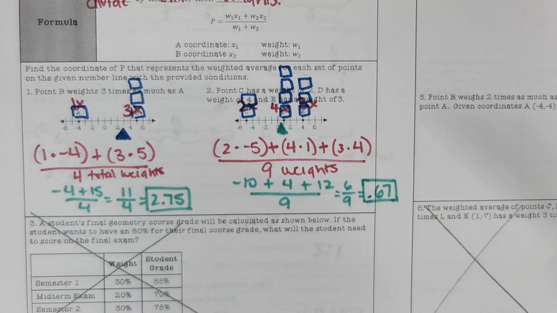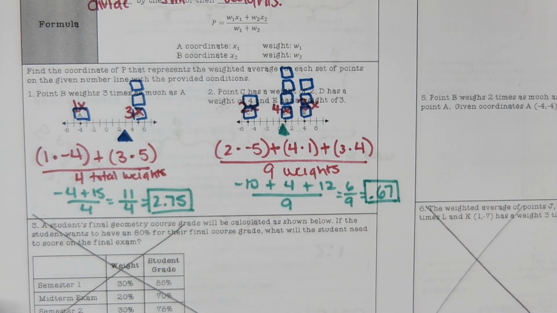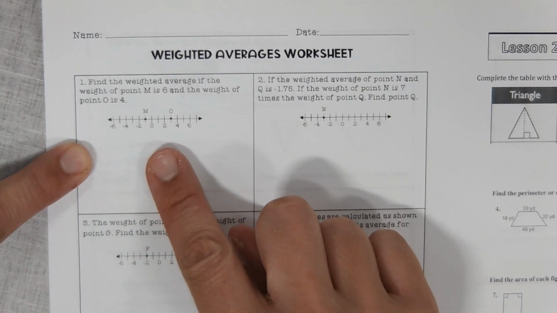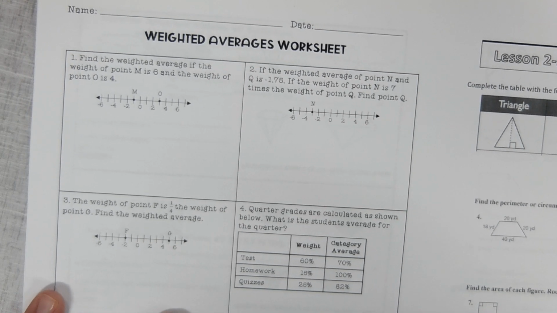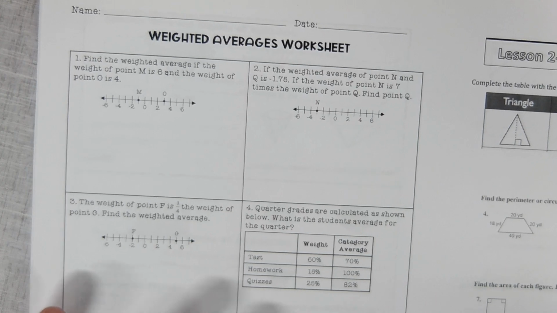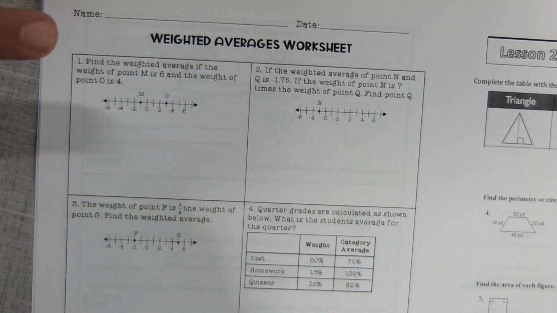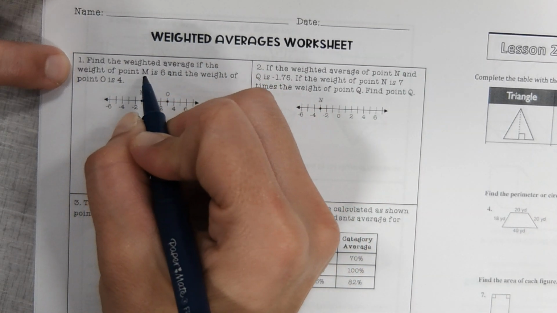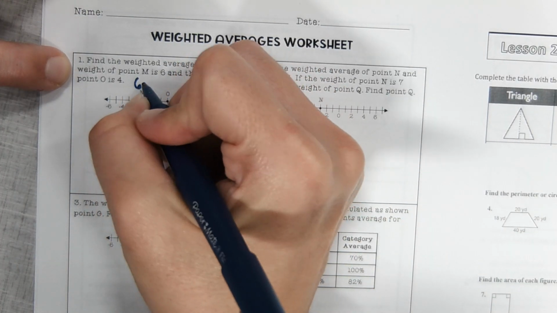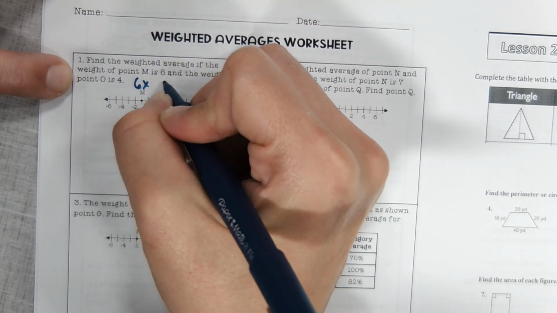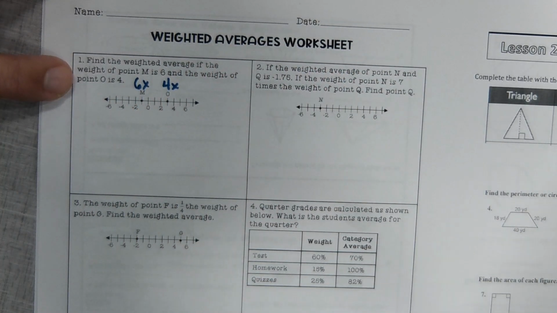Okay. So before we bring in a different style of problem, we're going to practice this one more time. So if you flip to the back here, we're going to do number 1 right here. Number 1 says find the weighted average if the weight of M is 6 and the weight of O is 4. So 6 times this, and the weight of O is 4, so 4 times this. I could draw the weights, but I think you get the point at this point.